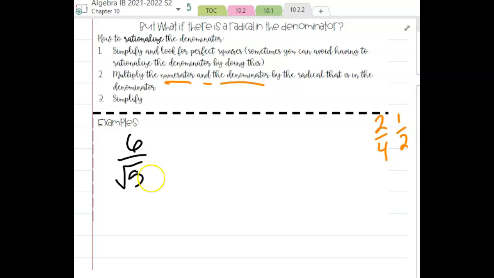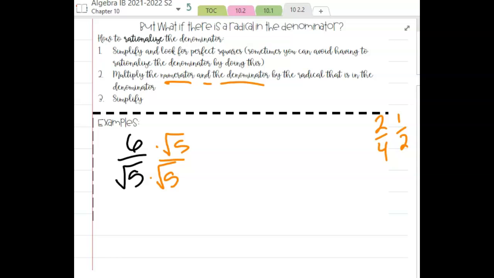So what I'm going to do is I'm going to multiply the numerator and the denominator by the square root of 5. Now let's talk about why first of all. We'll see what happens here, why I'm doing this. But the reason why I have to multiply the numerator and the denominator is because if I just multiply the denominator, I'm changing the number. Because I'd be multiplying by 1 over the square root of 5. And if you multiply something by 1 over the square root of 5, it's not going to be the same number. It's going to change the number.